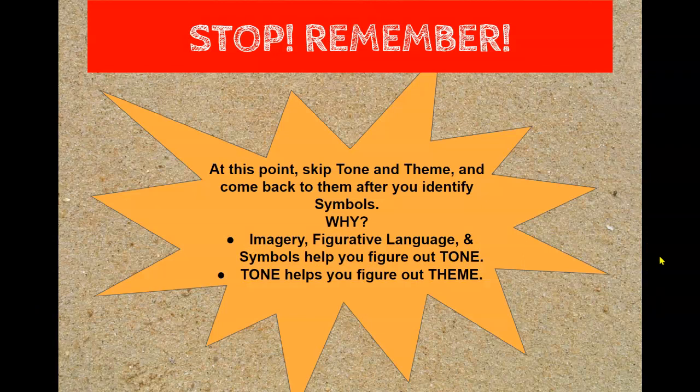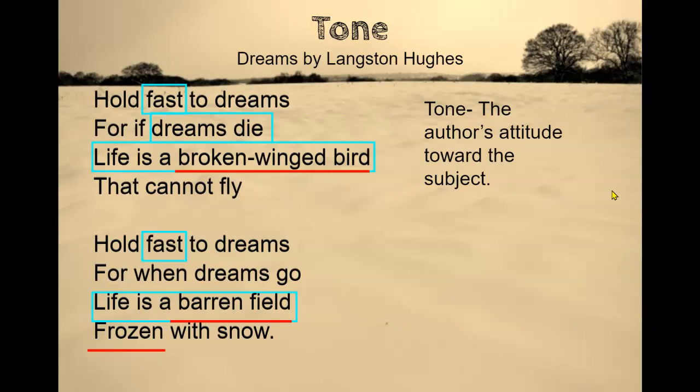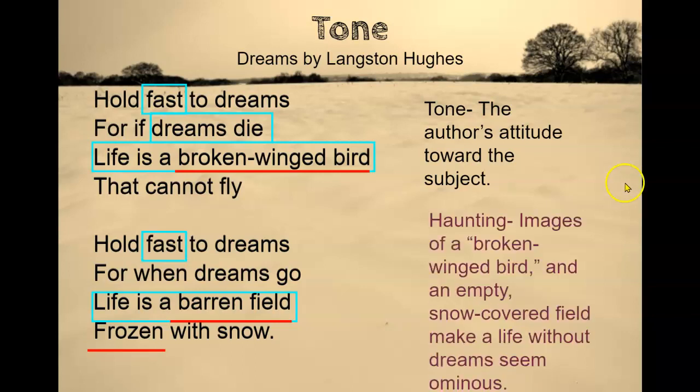Now, we're going to go back to the two T's, tone and theme. The reason we're coming back to them now, after we've identified our symbols, is because imagery, figurative language, and symbols help to figure out the tone, and tone often helps us figure out the theme. Now, the tone of our poem is the author's attitude toward the subject. Earlier we said that the subject of the poem was hopes or dreams.